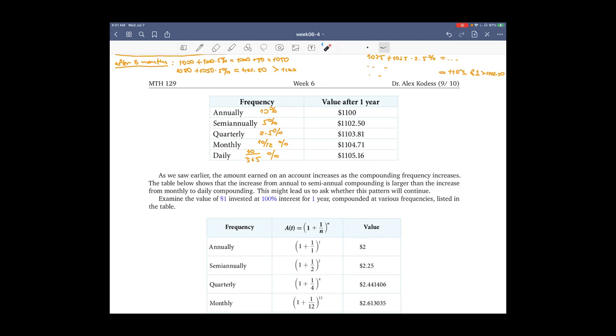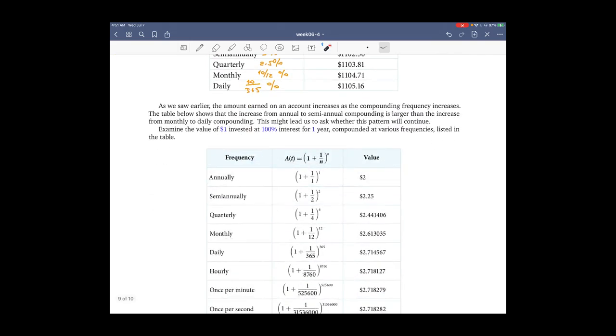which is very interesting. And you might wonder if there is a limit to this gain. What happens if I keep on increasing the frequency of my compounding? What if I compound not daily, but every hour, every minute, every second, every millisecond? Interestingly, there is a limit. Let's say we look at the situation when we invest $1 to make the computation easy.